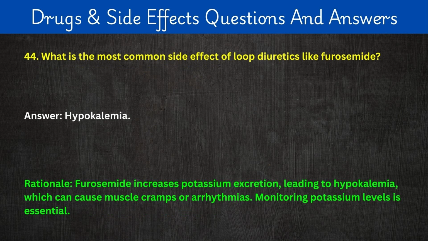44. What is the most common side effect of loop diuretics like furosemide? Answer: hypokalemia. Rationale: furosemide increases potassium excretion, leading to hypokalemia, which can cause muscle cramps or arrhythmias. Monitoring potassium levels is essential.